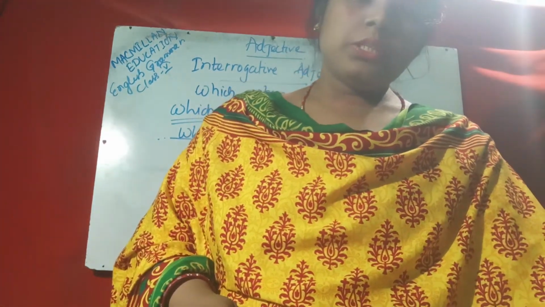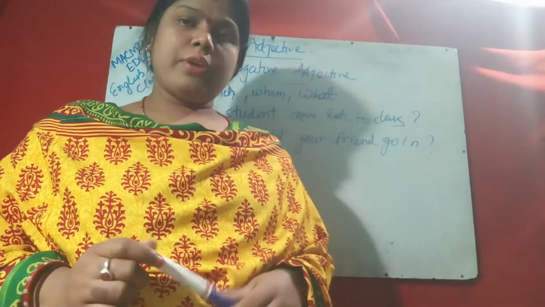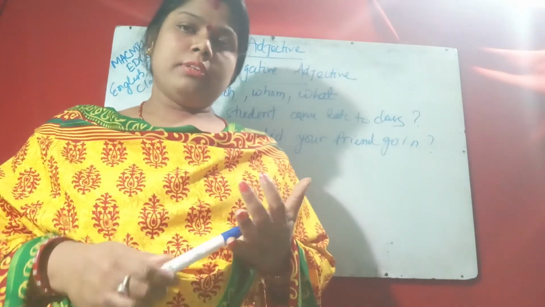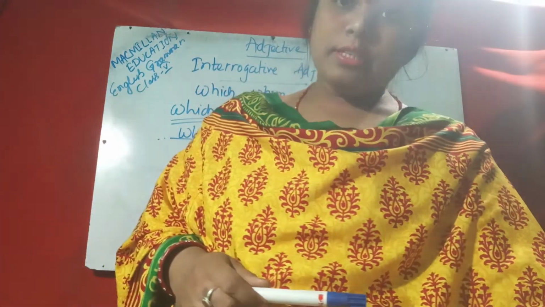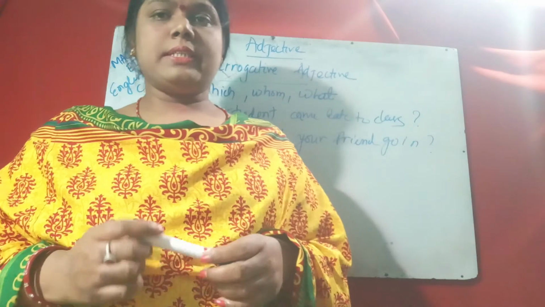So how many types of adjectives are there? Five types: quality, quantity, then demonstrative, possessive, then interrogative adjectives.